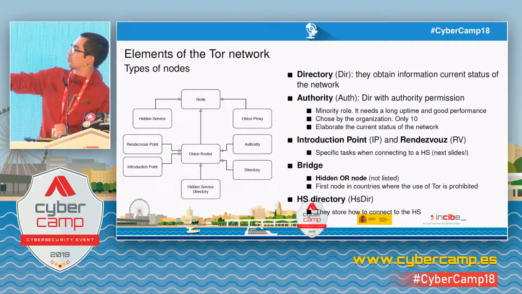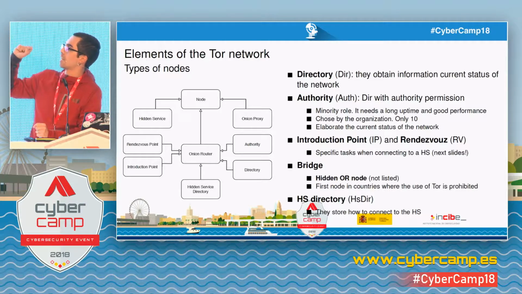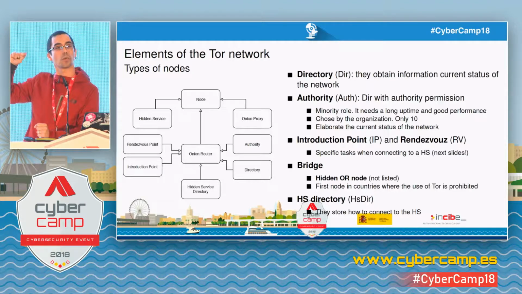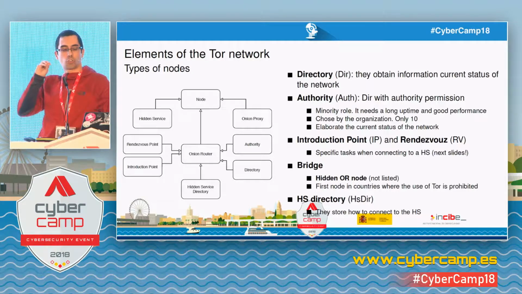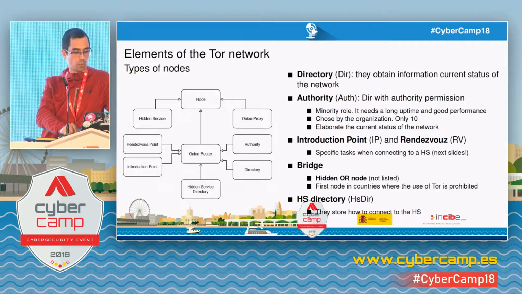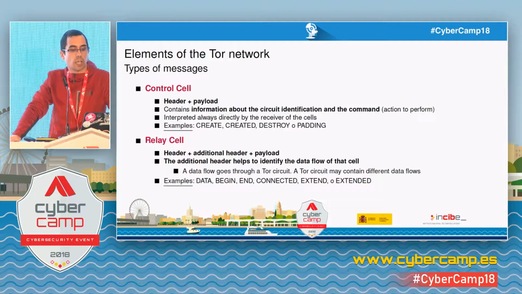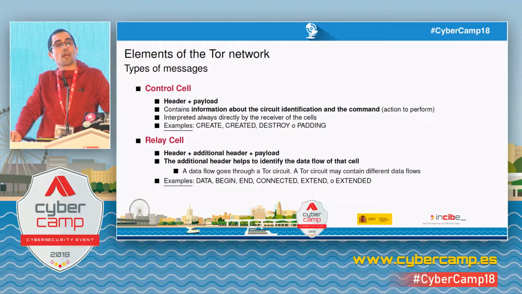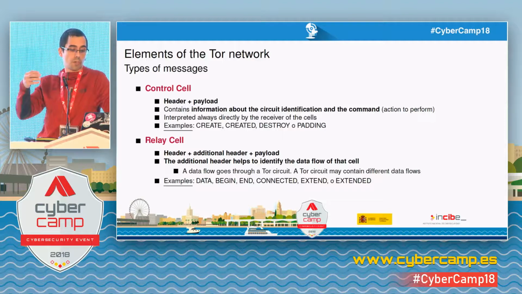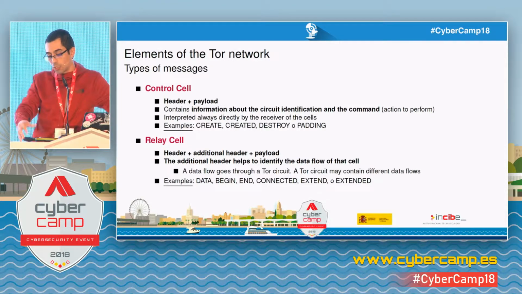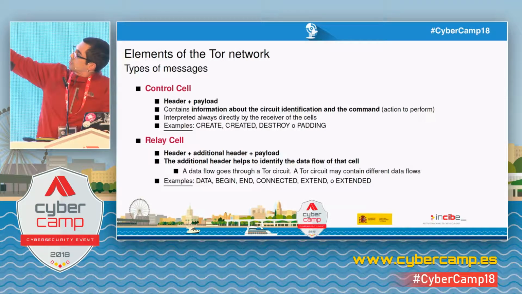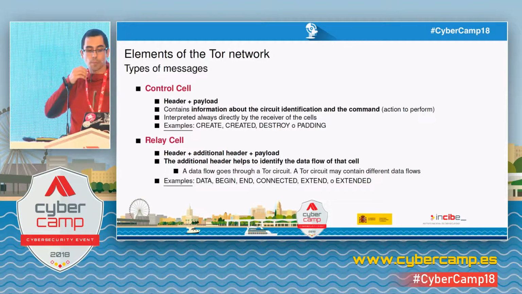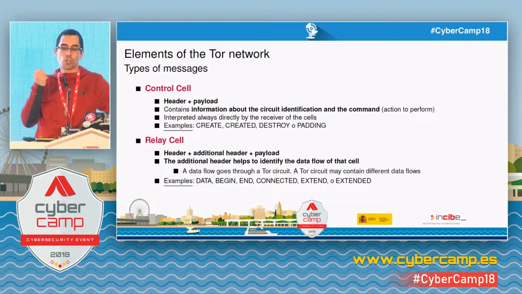What else? HS directory. So these are nodes that keep the list of hidden services that are available at Tor network. These are the nodes that the client would ask for permission to connect to a hidden service. And what type of messages do we find in Tor network? First, we have the control cell. That is to say, messages allowing me to go into a communication circuit. So here we have this type of messages: create, created, destroy, or padding.